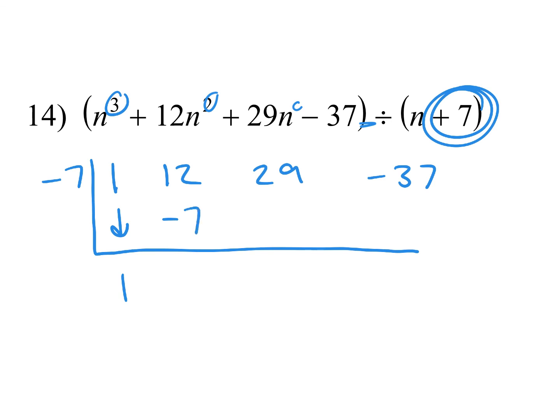12 plus negative 7. So what's that? 5. Then what do we do? 5 times negative 6, which is negative 35. What's next? Add that. Kaylee, what do we get when we add this? It's 29 minus 35.